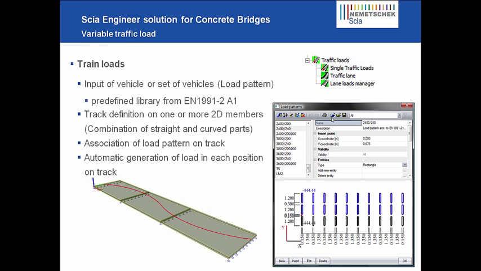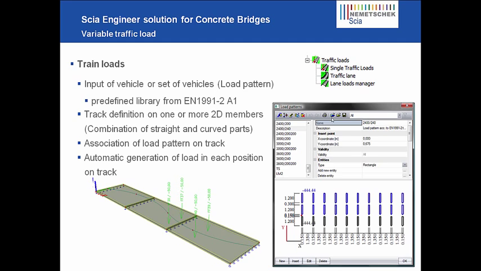The second possibility is to use train loads. If you're using train loads, you apply a load pattern, and this load pattern corresponds to a vehicle or a set of vehicles, a load pattern which can come from our library. You apply this load pattern on the structure, and it will follow your track. This track is defined on one or multiple elements, and the load will follow this track and be placed onto the structure.